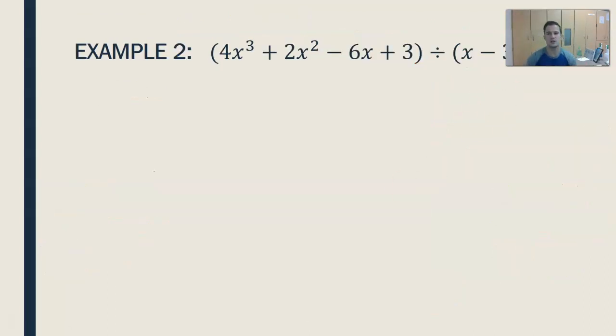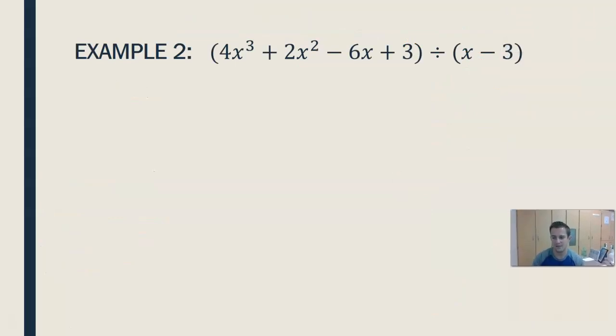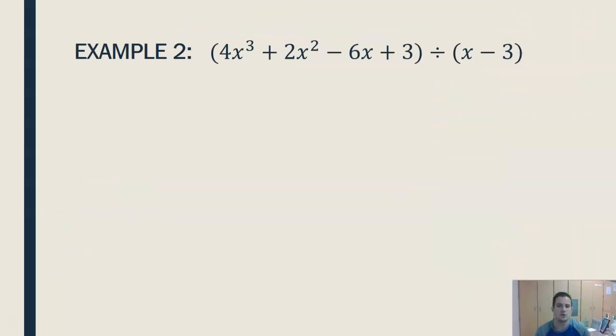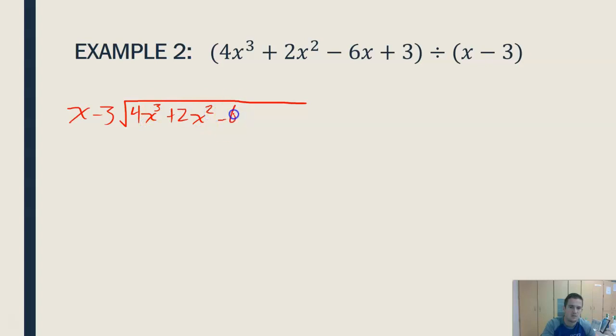Okay, let's look at another example. Here I have 4x cubed plus 2x squared minus 6x plus 3, divided by x minus 3. So, here's my divisor, x minus 3. I'm dividing that into 4x cubed plus 2x squared minus 6x plus 3.